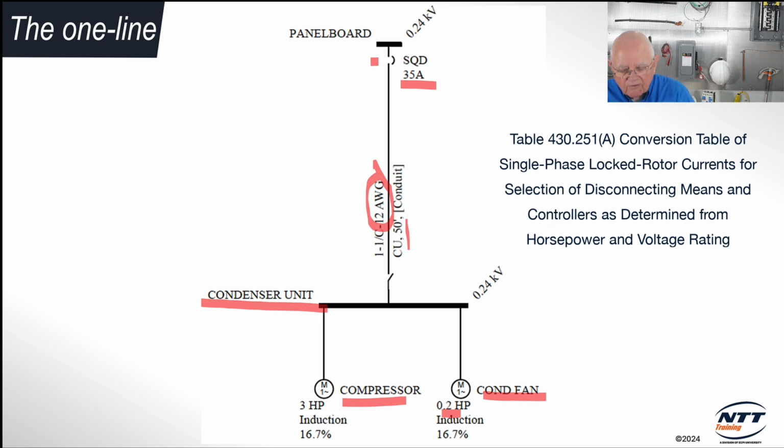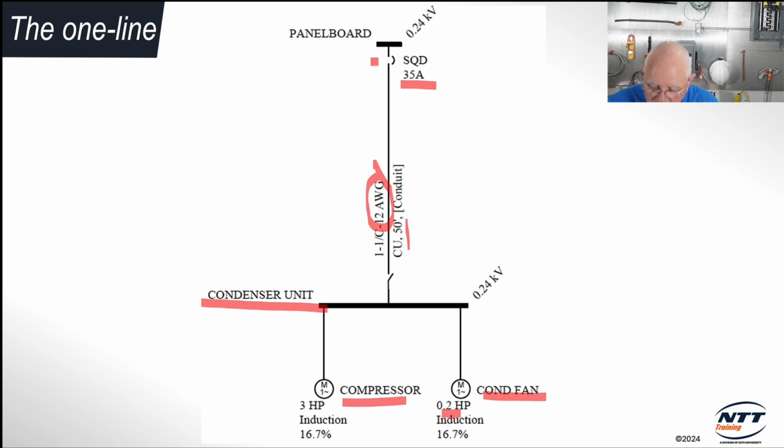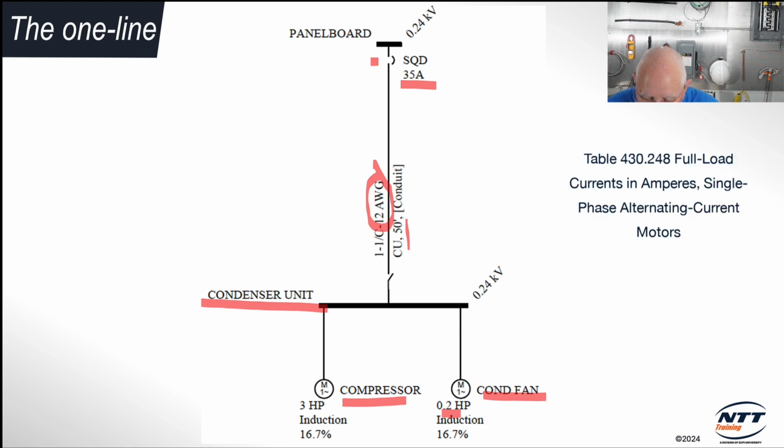There's another table it references as well, actually some more, but the particular one I'm interested in in this case is 430.248, full load current in amperes for single-phase alternating current motors. So I can look up the amount of my RLA, my rated load amps. I can compare that in this table and it'll tell me the horsepower. In this case, I came up with 3 horsepower. And so anyway, that gives you a little one-line diagram.